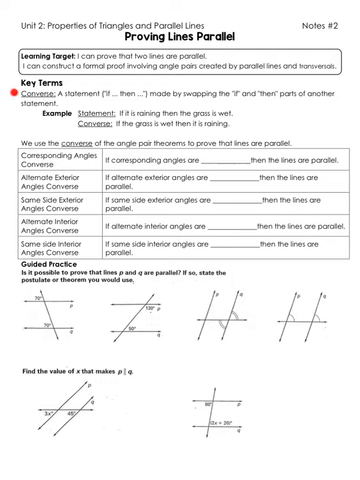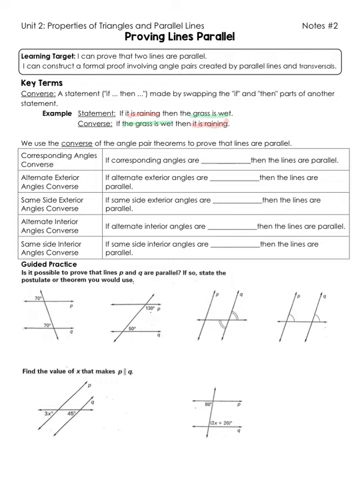Our new key term is the converse. A converse is a statement made by swapping the if and then parts of another statement. In our example, our statement says, if it is raining, then the grass is wet. My converse switches those. It's if the grass is wet, then it is raining. So they switch places.